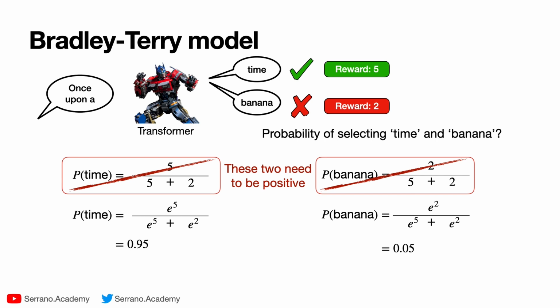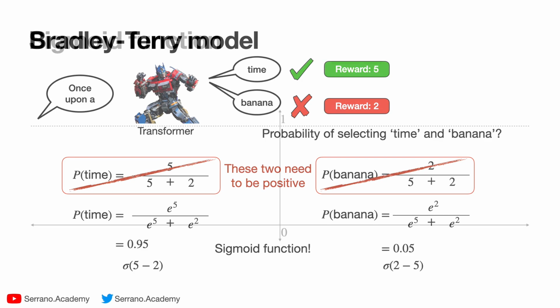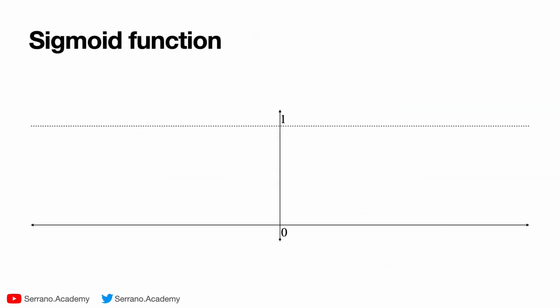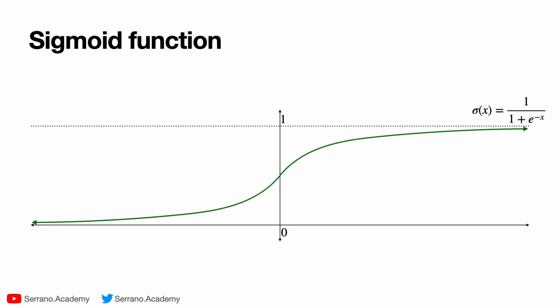You may have seen this before as the softmax function, or even simpler as the sigmoid function. This is precisely the sigmoid function, and at the left we're looking at sigmoid of 5 minus 2, and at the right we're looking at sigmoid of 2 minus 5. If you haven't seen it, or if you need a refresher, here is the sigmoid function. It's the function 1 divided by 1 plus e to the minus x, whose graph is this. To the left is very close to 0, to the right is very close to 1, and in the middle it switches from 0 to 1.